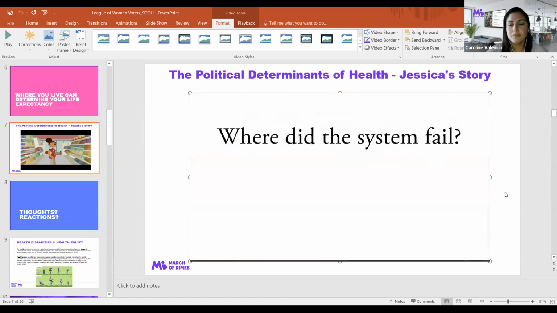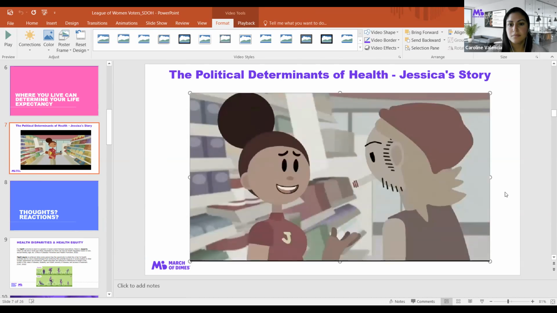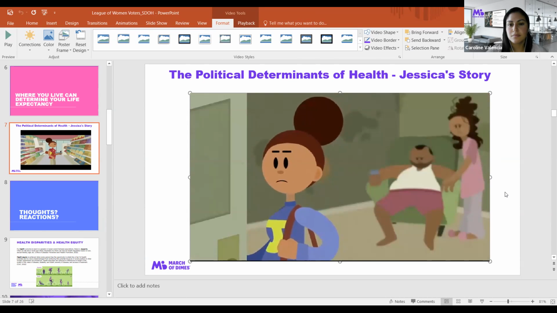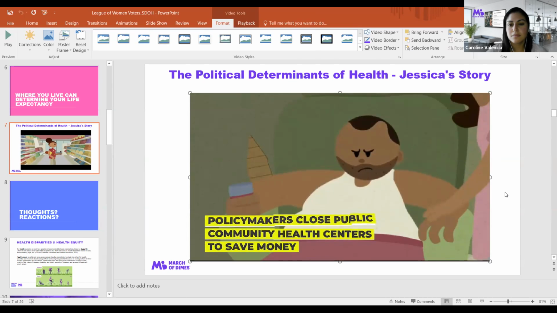toxins. Where did the system fail Jessica and her baby? How and why did these results occur? 3 years earlier, Jessica had left her parents' house. Access to treatment for her dad's substance use disorder had been eliminated when policymakers closed 3 of the city's public community health centers to save money.